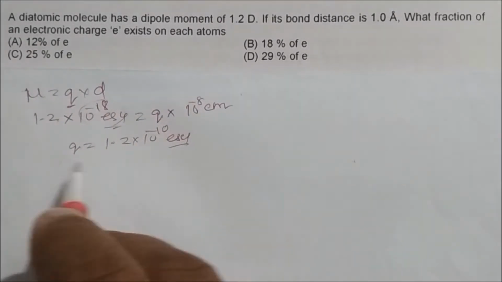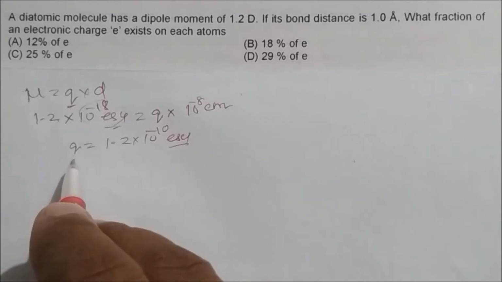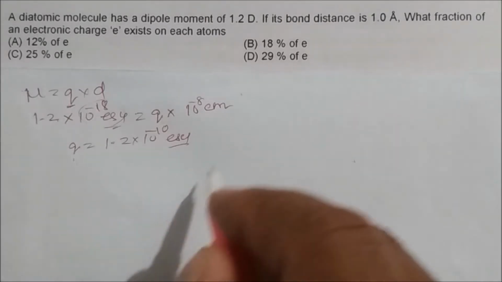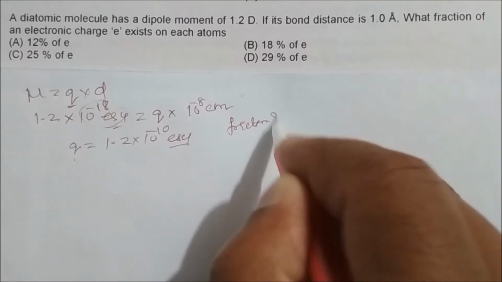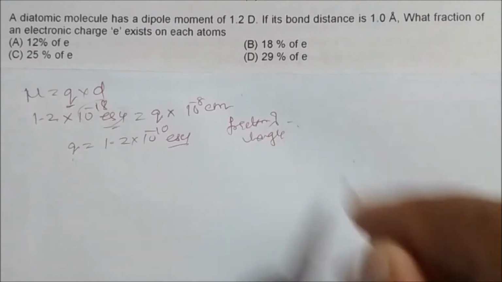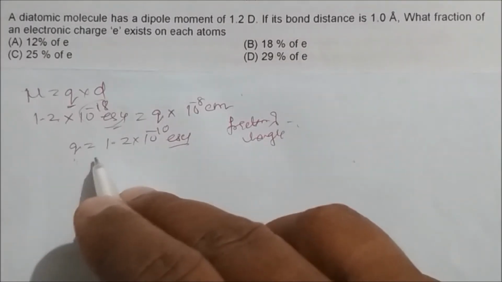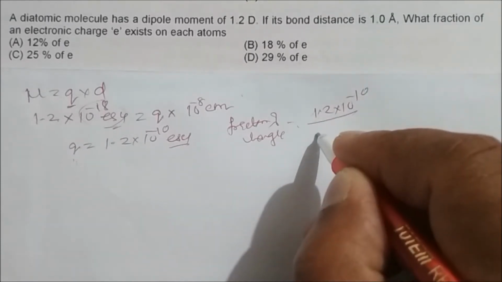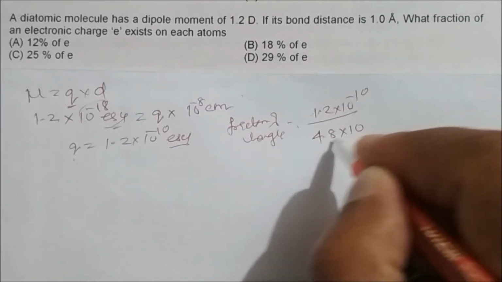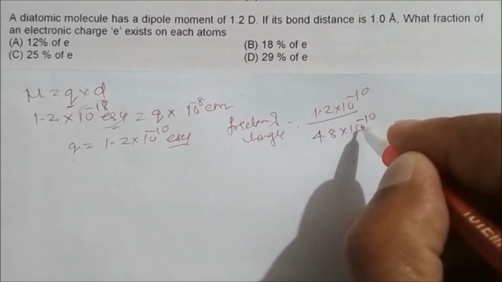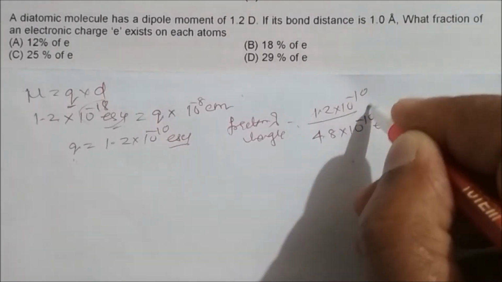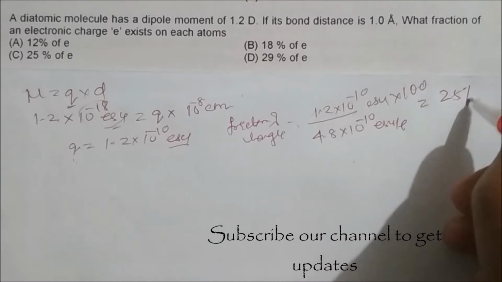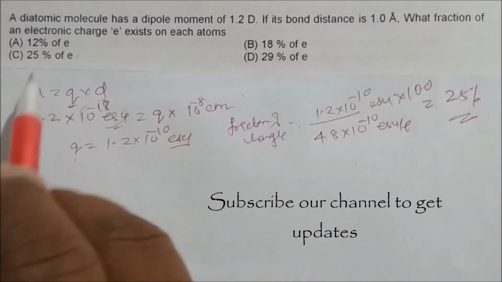Now they are asking for the fraction of charge. The total charge of an electron in ESU is 4.8 × 10^-10. For the fraction of charge, you have to divide the actual charge on the atoms by the total charge. So it is 1.2 × 10^-10 on the atoms, and the total charge is 4.8 × 10^-10 ESU per electron. You multiply by 100, so you will get the answer 25%. If you see carefully, this answer is correct.